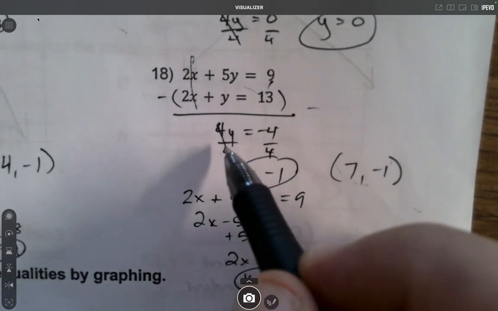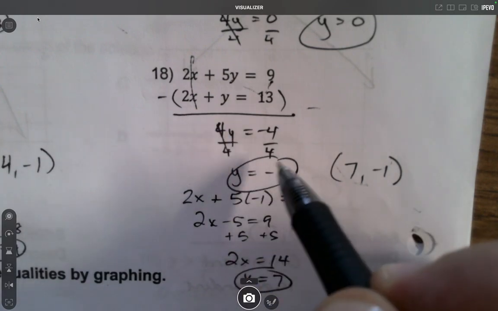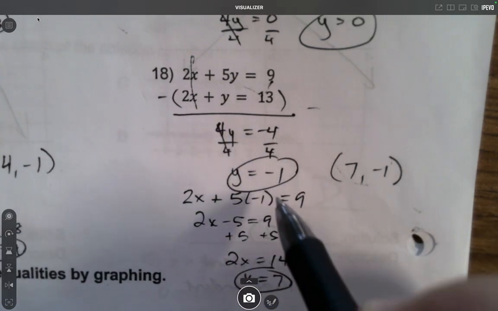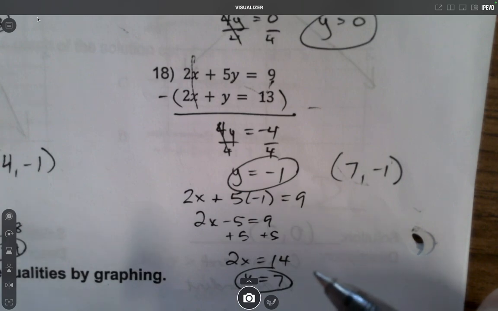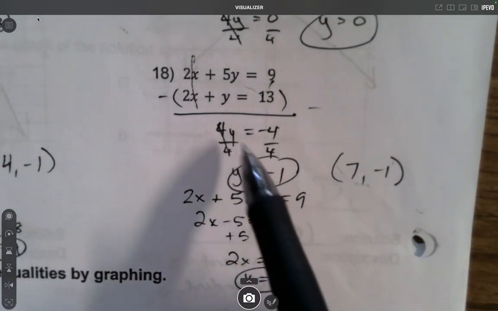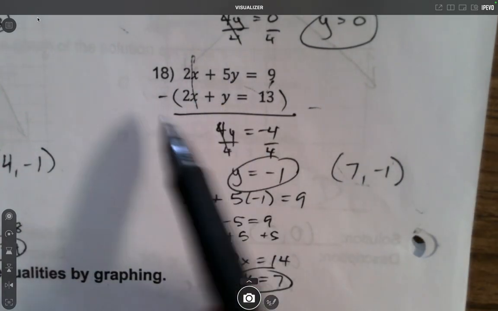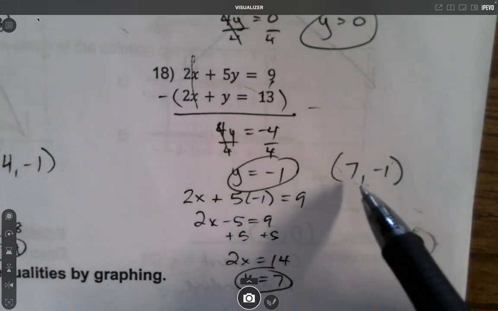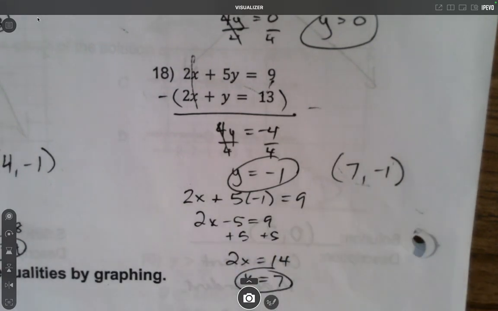Then we need to divide both sides by 4 to cancel it out. Negative 4 divided by 4 is y equals negative 1. You can then plug negative 1 in for either one of these y's and solve for the x in its equation, and you'll get 7 as the x value, negative 1 as the y value.